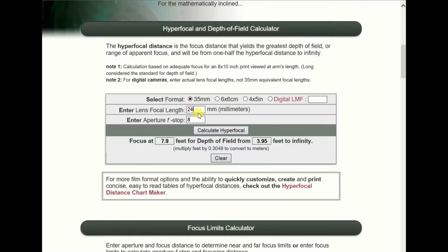And I can change it again. So let's do that at 35mm at f11, or actually we'll try f16 just for the heck of it. So here, with this combination, I'm going to focus my lens at 8.4 feet away for a depth of field from 4.2 feet, which is half that, all the way to infinity.